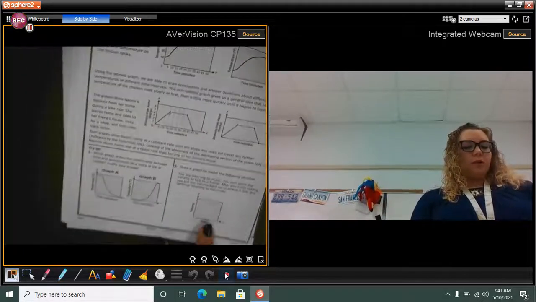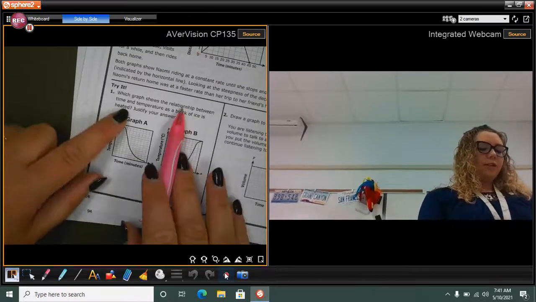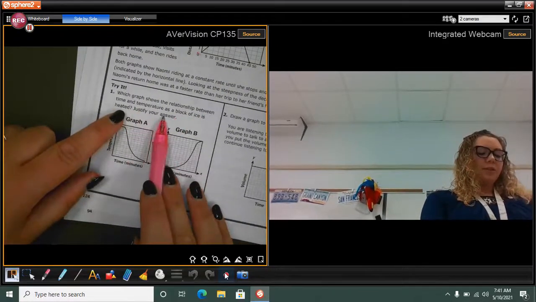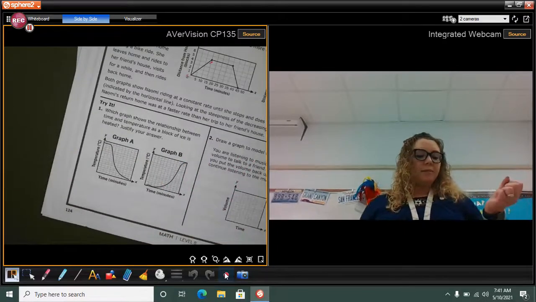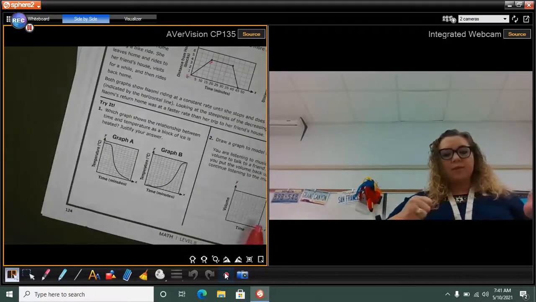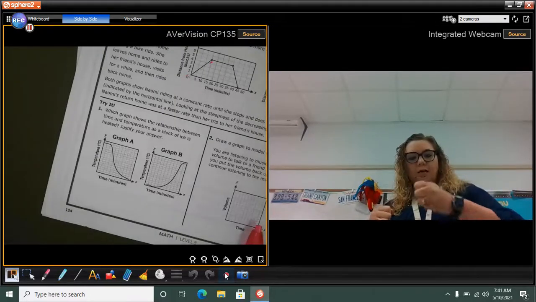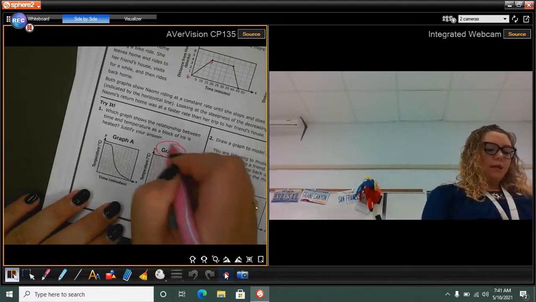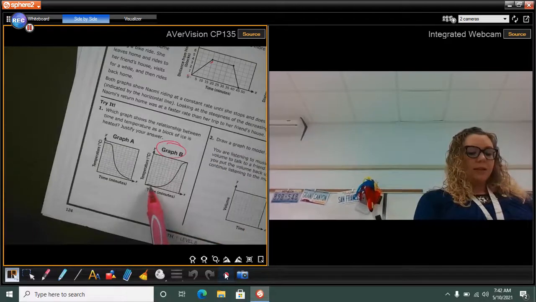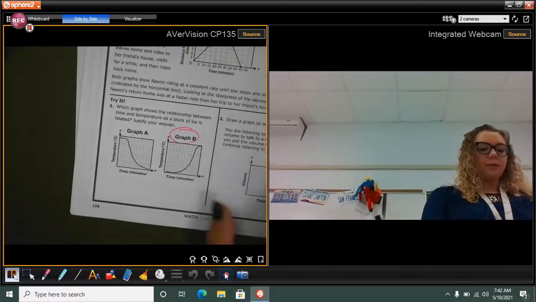So let's look at 1. Which graph shows the relationship between time and temperature as a block of ice is heated? As it is heated, again, your time keeps going, but what happens to the temperature as it gets hotter and hotter? It goes up. So my answer is B. Again, as you heat it, your time keeps going, but your temperature goes up. And eventually it does what? Melt.